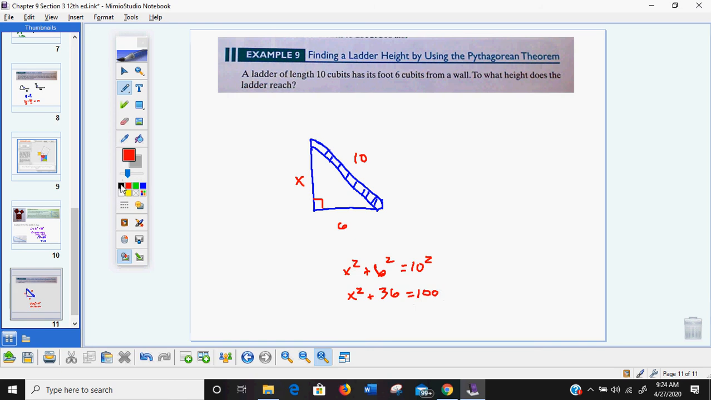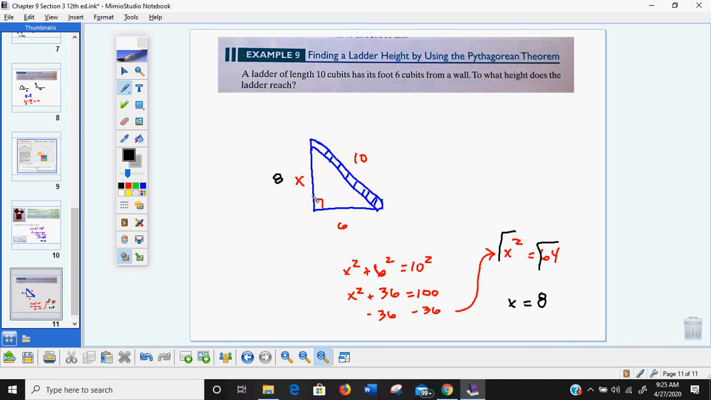We need to subtract 36 from both sides. Okay, so let's move up here. Then I get x squared is equal to 64. Now we need to take the square root, because we don't want x squared, we want x. And square root of 64 is 8. So I know that the height of that wall would be 8.